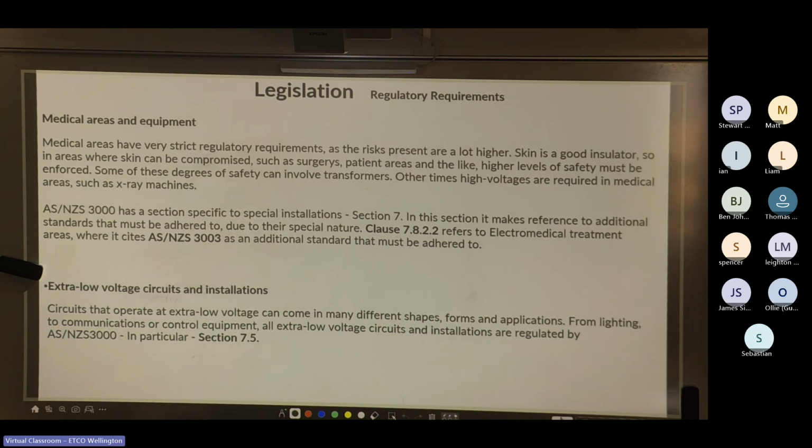That makes sense. So circuits that operate at extra low voltage can come in many different shapes, forms, and applications, from lighting to communications or control equipment. All extra low voltage circuits and installations are regulated by AS/NZS 3000, in particular section 7.5.